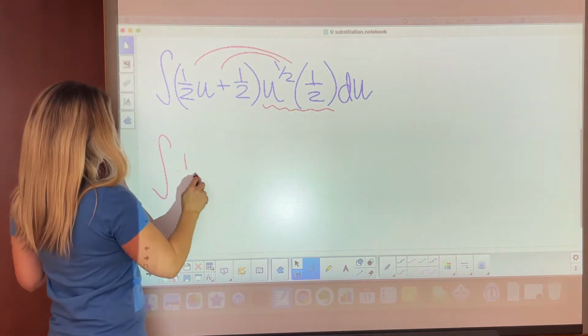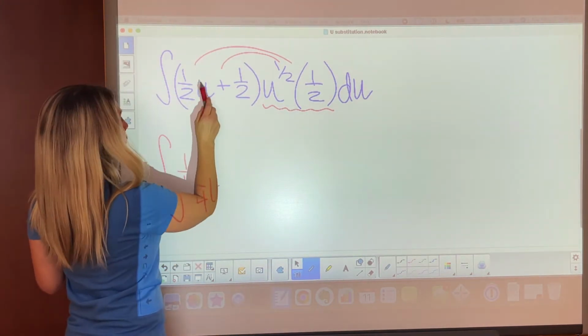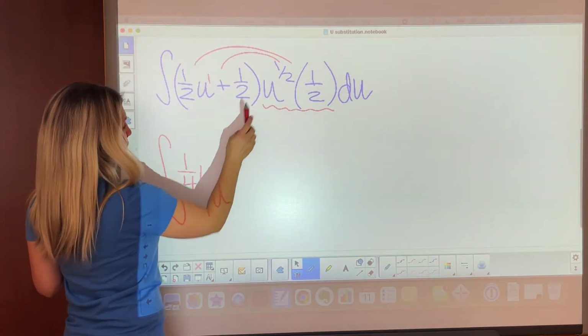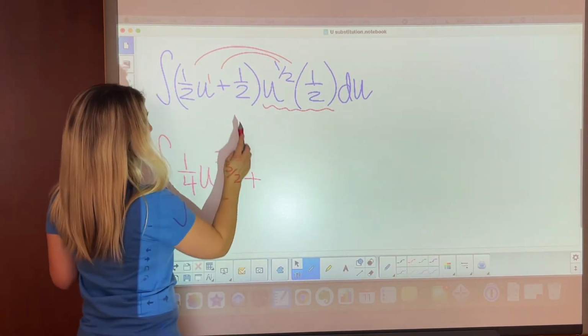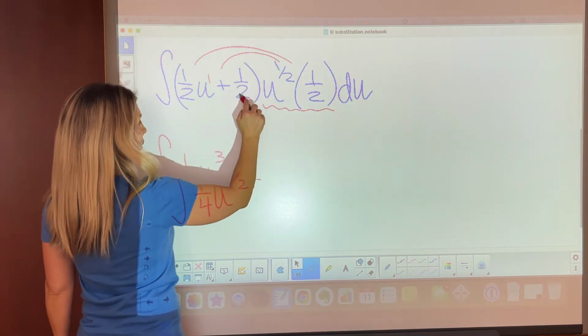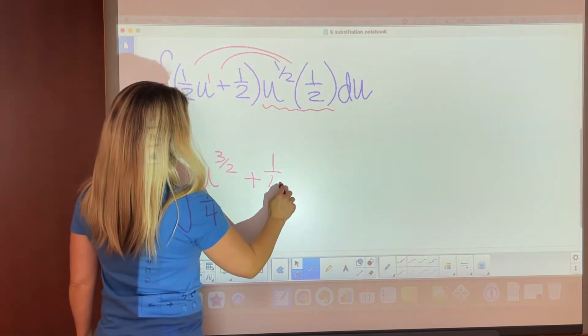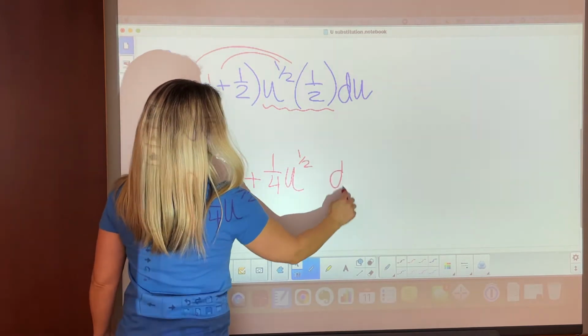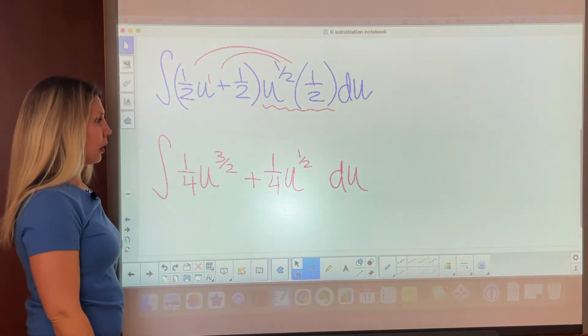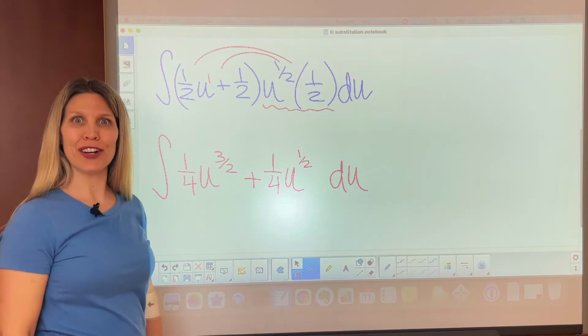1/2 times 1/2 is 1/4. U to the first times u to the half is 3/2. Plus, now we distribute this piece to the 1/2. So again, we get 1/4 u to the 1/2 du. Phew! Now we can integrate.